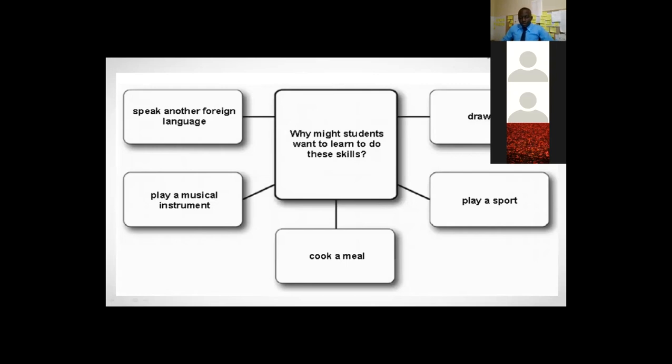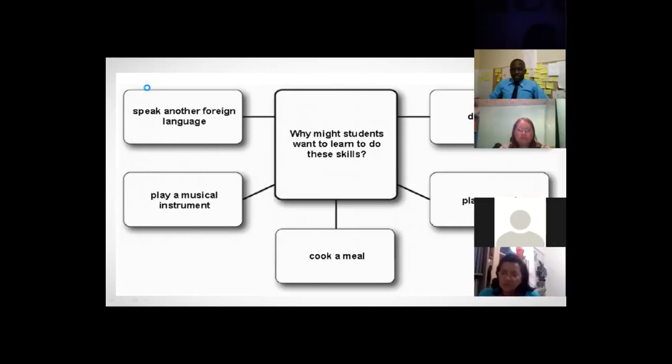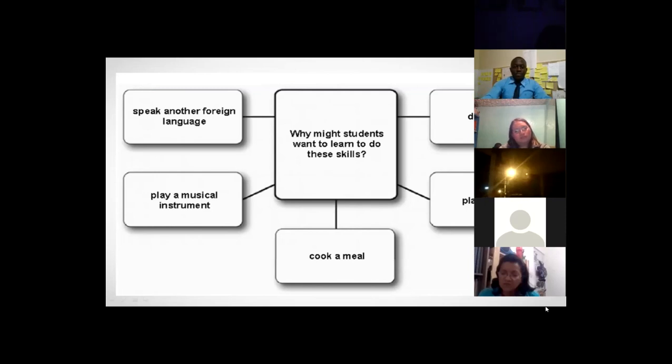I personally consider that playing a musical instrument and playing a sport can be useful for students to learn when they want to become independent. For example, they want to travel to school alone, and also they want to live alone in an apartment. Could be also.